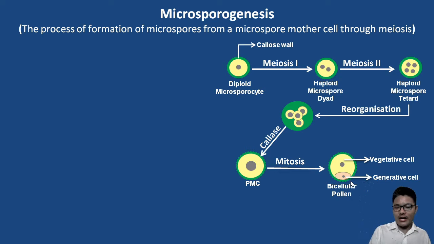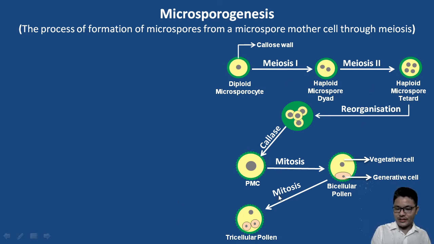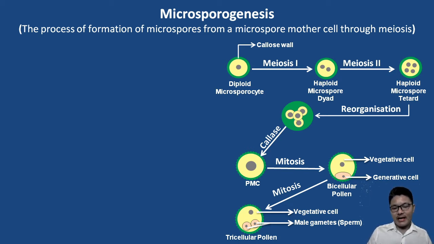Again, on undergoing mitosis, the generative cell forms tricellular pollen, a 3-celled pollen grain. So the generative cell will undergo mitosis to form 2 more cells in addition to the vegetative cell. So there is formation of 3 cells in the pollen grain. One cell is the vegetative cell, and we have 2 more cells formed from the generative cell, called male gametes or sperm.